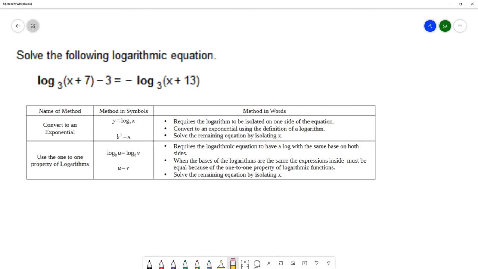In this question, we want to solve the following logarithmic equation. Log base 3 of (x + 7) minus 3 equals negative log base 3 of (x + 13).